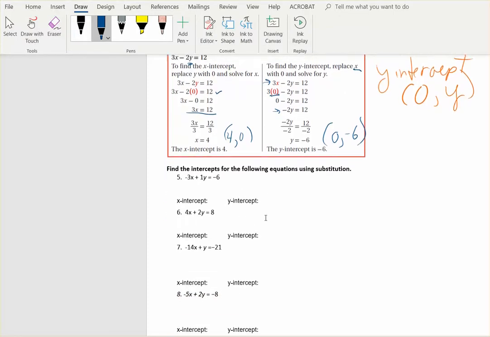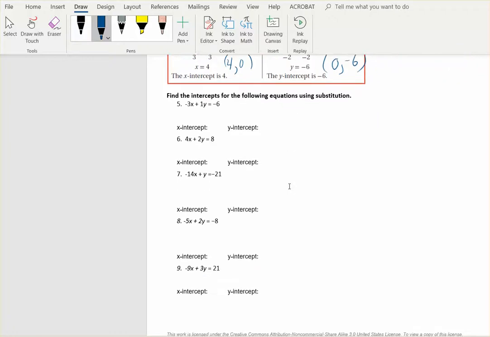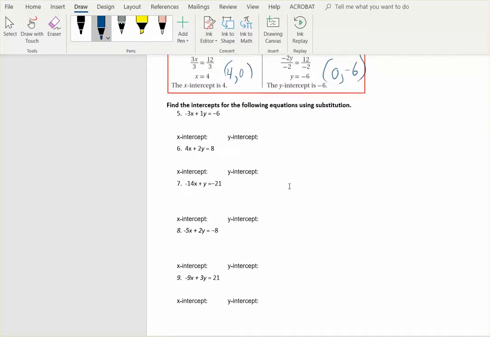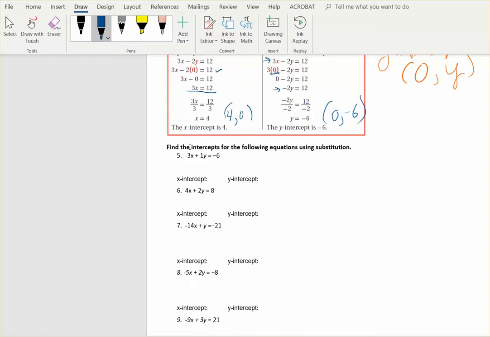All right, then you're going to do the same thing for 5, 6, 7, 8, and 9. You're going to substitute in 0 for x to find the y-intercept, and then you're going to substitute 0 for y to find the x-intercept, whichever order you want to do those in.